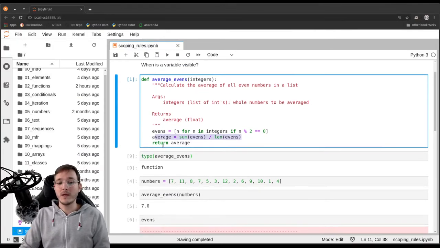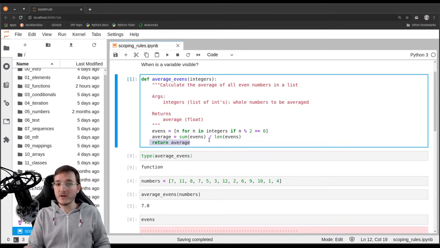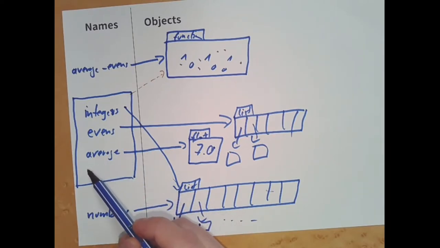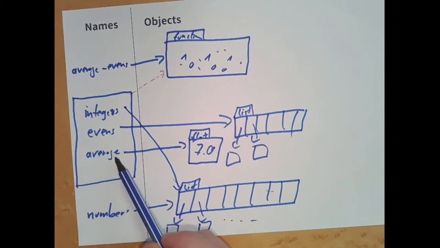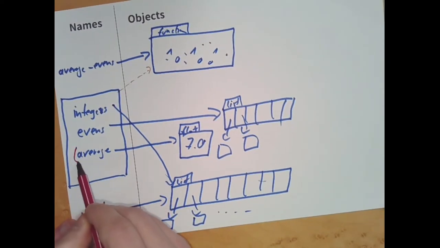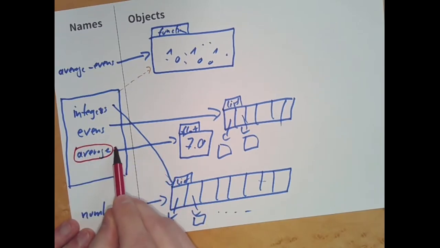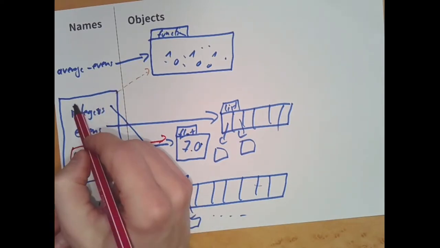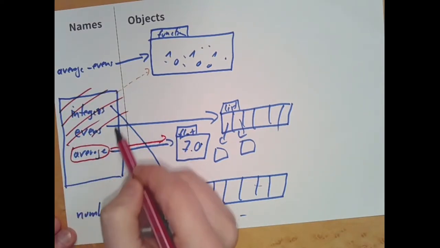And now let's continue. Now comes the last line in the function, the return average line. The return statement takes one expression, and the expression happens to be just a reference to the variable average. So in other words, let me use a different color. Python will go ahead and take the reference to the 7.0. I mark it in red here. And this is going to be the only thing that survives after the namespace goes away. So that is what happens after the function is done.